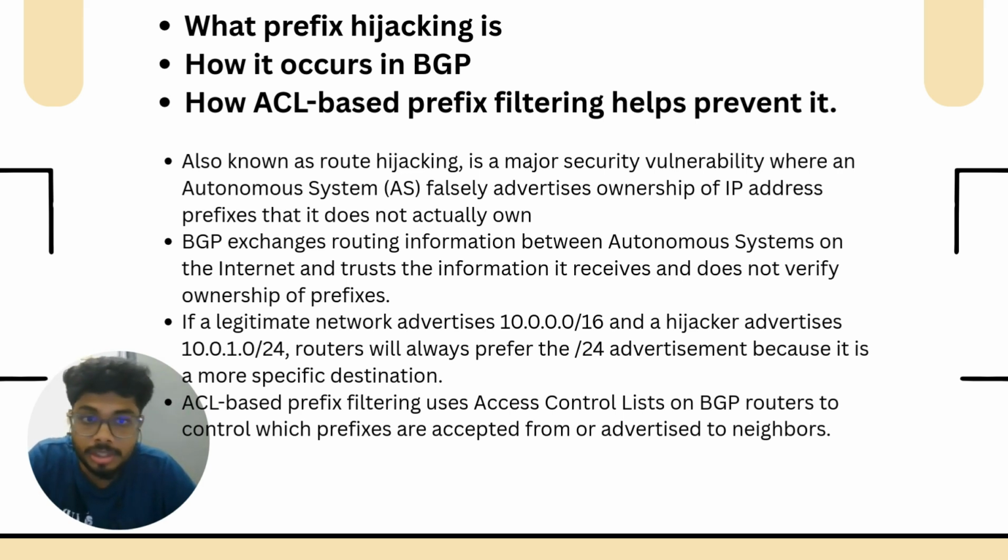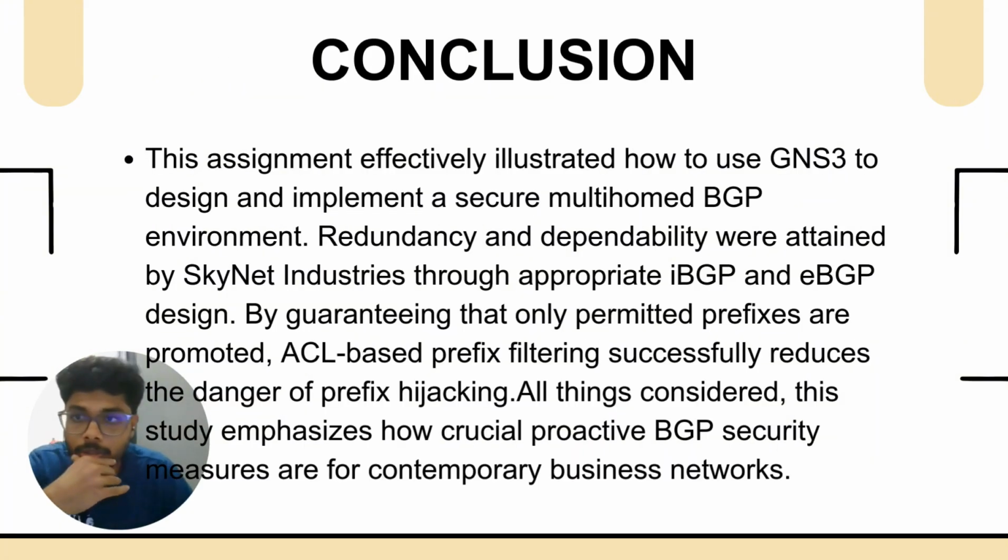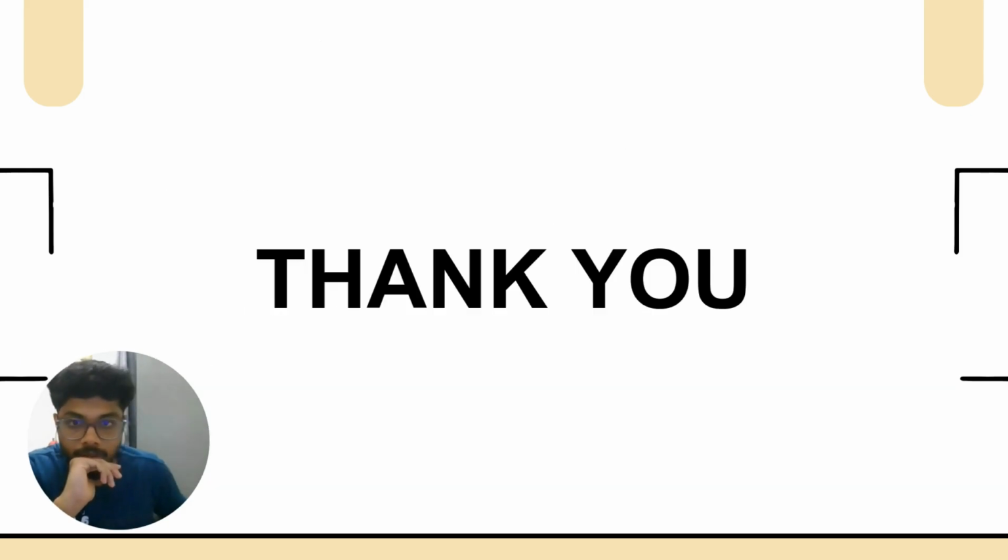ACL-based prefix filtering uses access control lists on BGP routers to control which prefixes are accepted from or advertised to the neighbors. As for the conclusion, in short, the study emphasizes how crucial proactive BGP security measures are for contemporary business networks. Through this assignment, we have learned how to use GNS3 to design and implement a secure multi-homed BGP environment. Thank you.